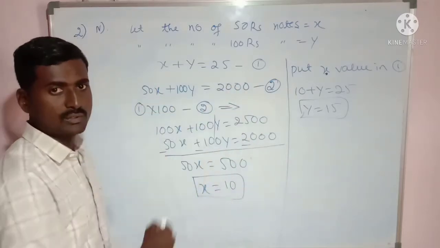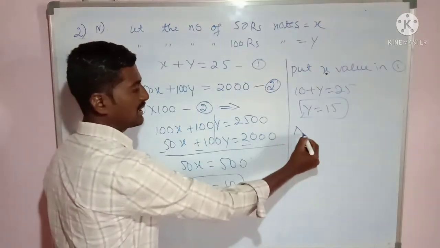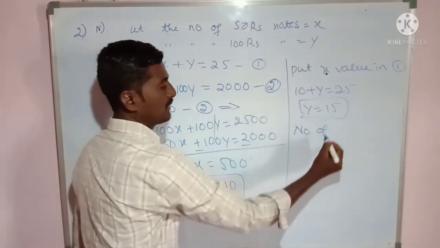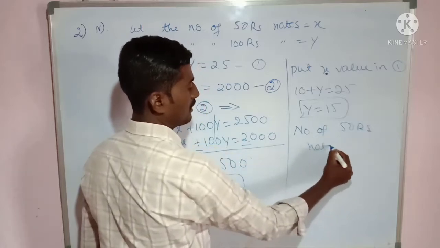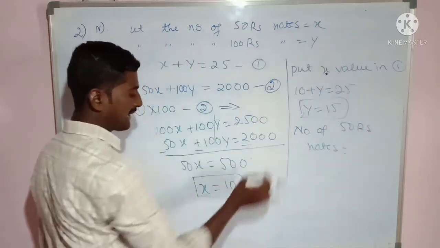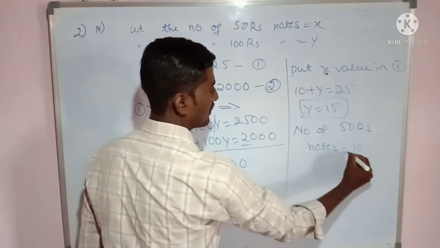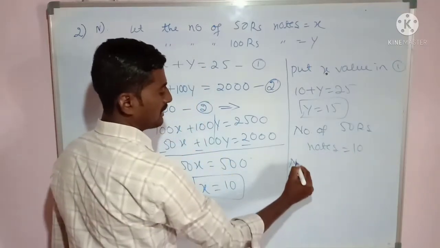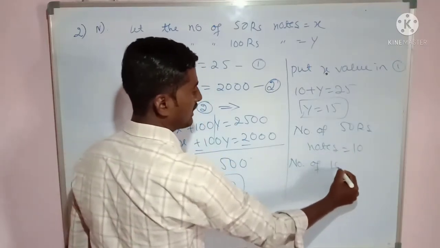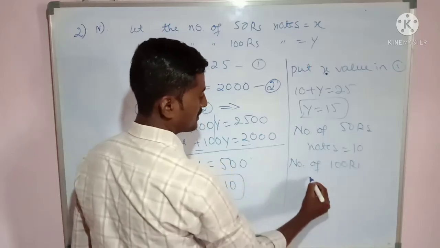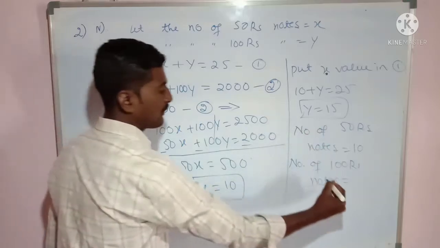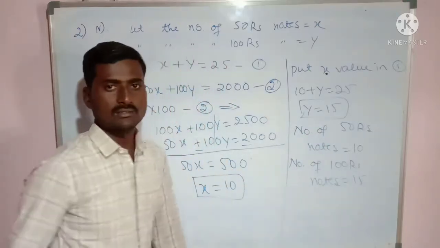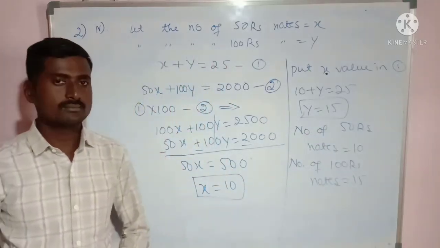So the conclusion also we have to write. The number of 50 rupee notes, which I have taken as x, x is 10. And one more, the number of 100 rupee notes, which I have taken as y, y is 15. This is how we can solve it.